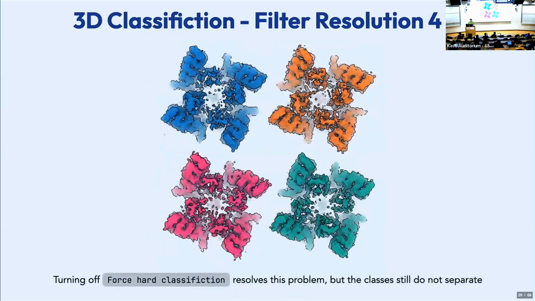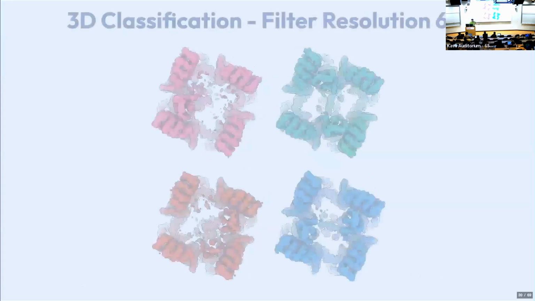If I turn off forced hard classification, so if I let the particles kind of blur themselves out among the classes based on how well they match that class, this problem goes away. Because the problem in the last job was that if a particle said, I look just 0.0001 percent more like class D than class A, 100% of it would go to class D. So if we turn off that forced hard classification, we lose the problem of the collapse where all the particles go to a single class, but it doesn't do anything, right? Now we just have 4 C4 symmetric maps because all the particles have split themselves approximately equally among the 4 classes. So this is what filter resolution is for, right?